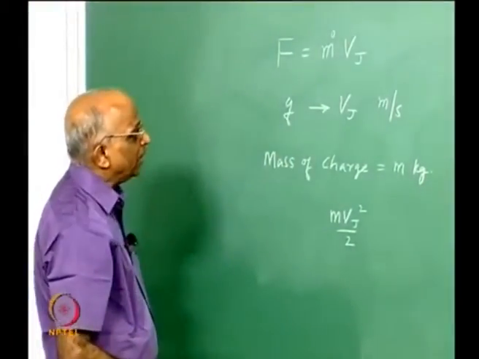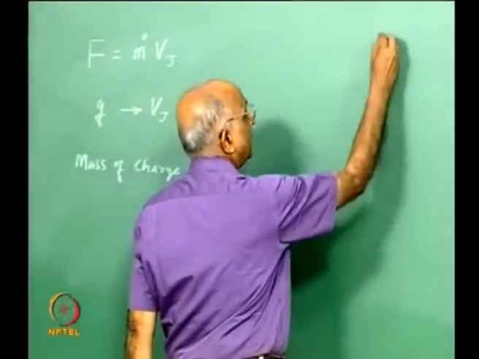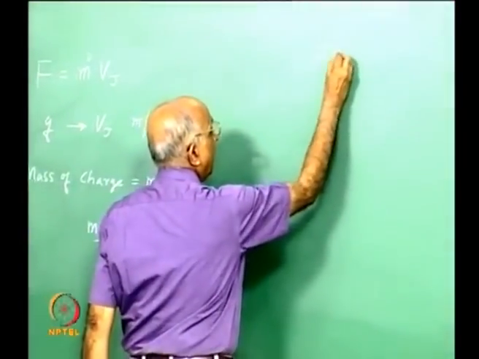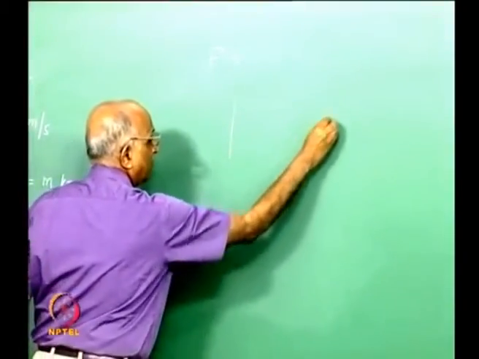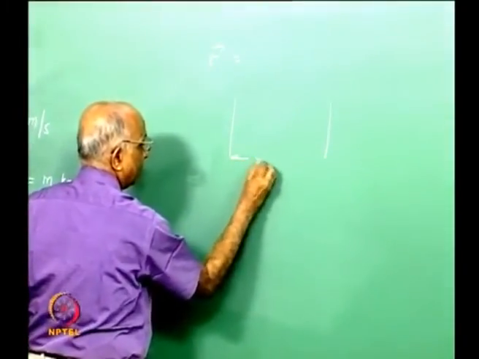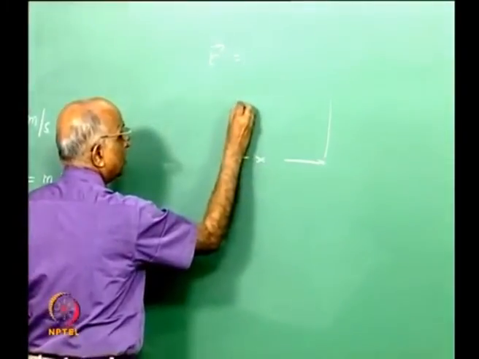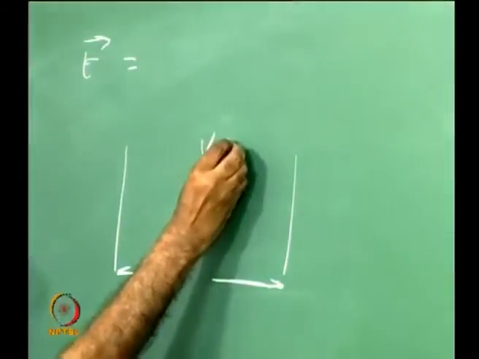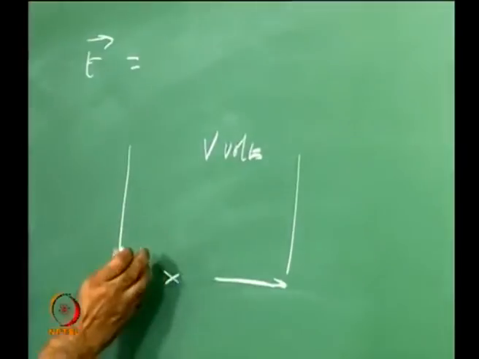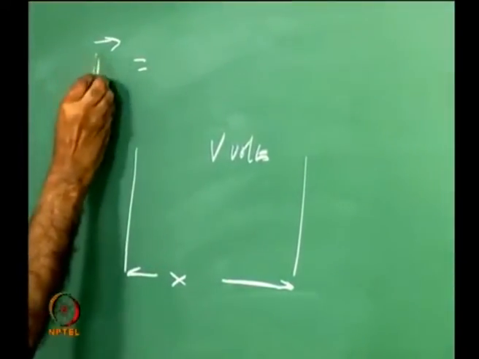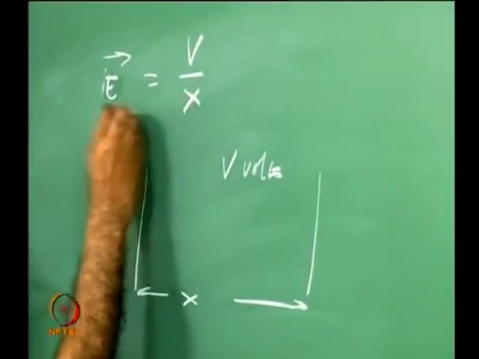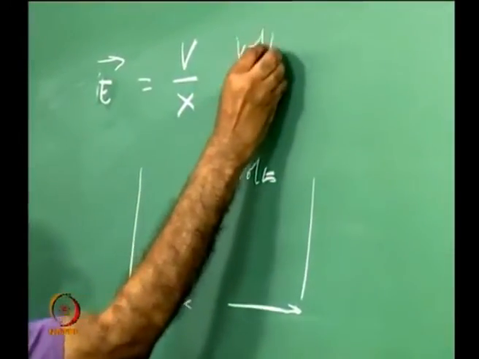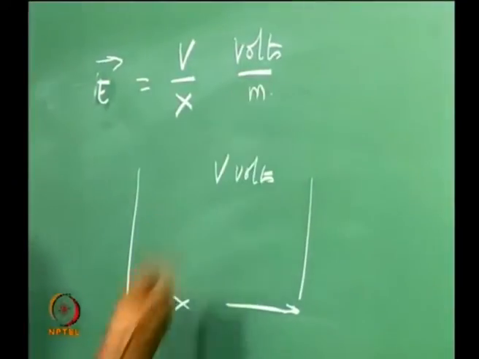And how do we define an electrical field? We define the electrical field E as volts per meter. If I have it at a particular distance, let us say x, and the potential difference is, let us say, V volts, then I can write the electrical field E as equal to V volts divided by x, so much volts per meter is the electrical field.